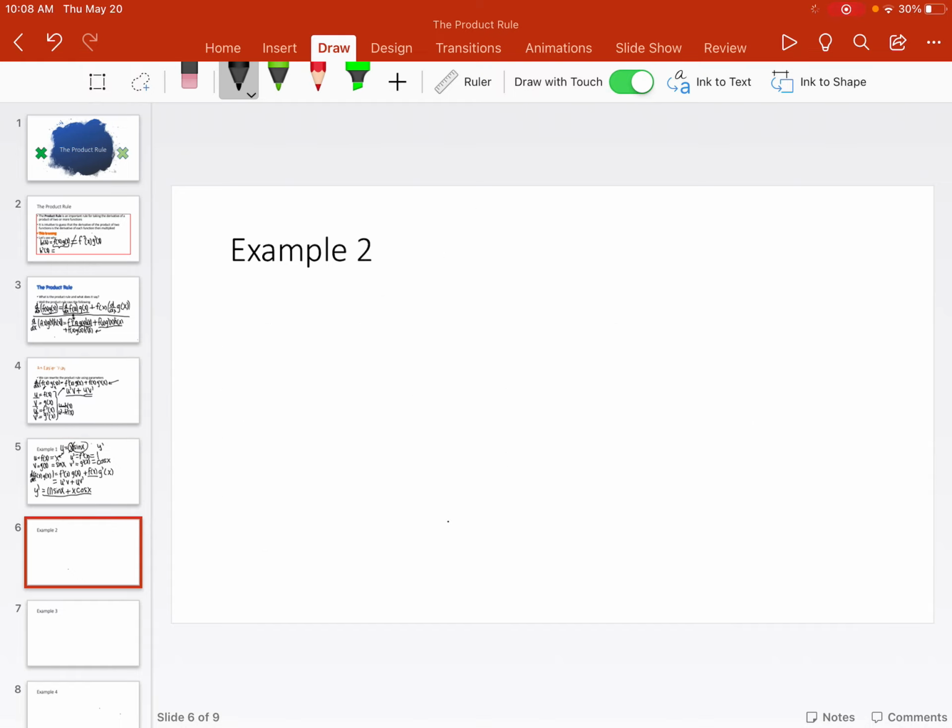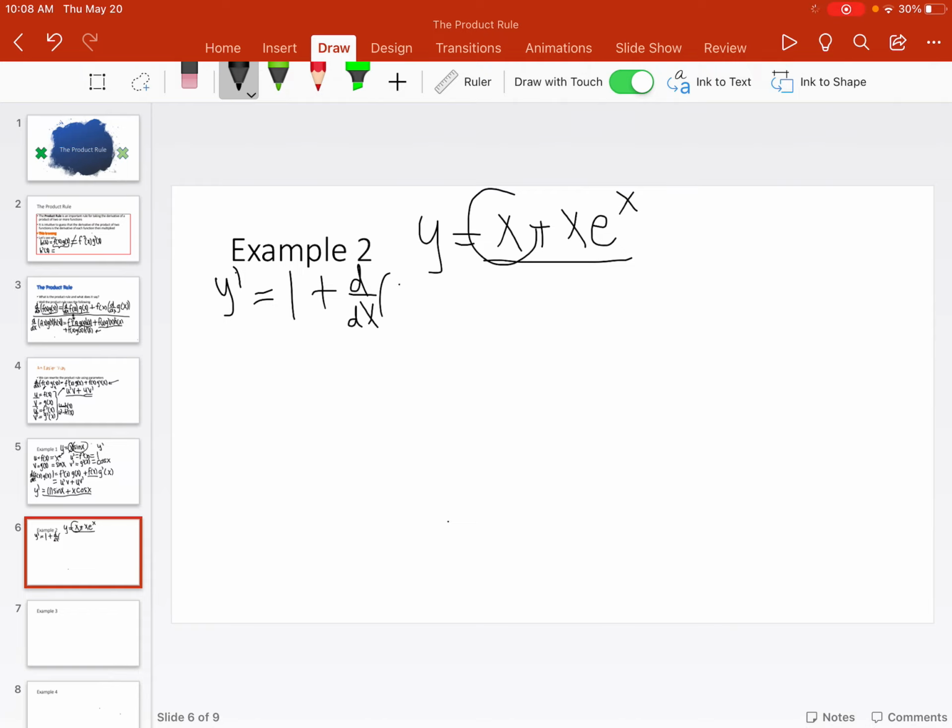So example 2, this is a little different. We have some function, y is equal to x plus x e to the x, and we want to find y prime. We've got to use our sum rule here. We've got two terms. So let's take the derivative of our first term. What's the derivative of x? It's just 1, plus the derivative of the second term.